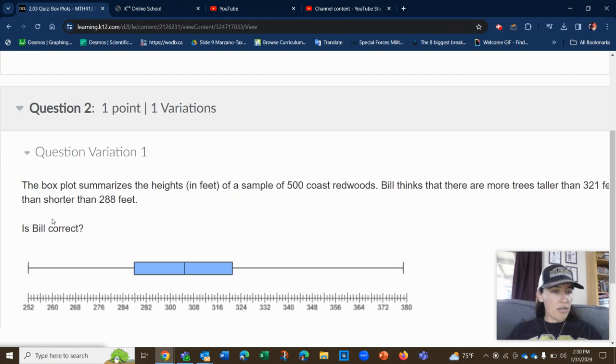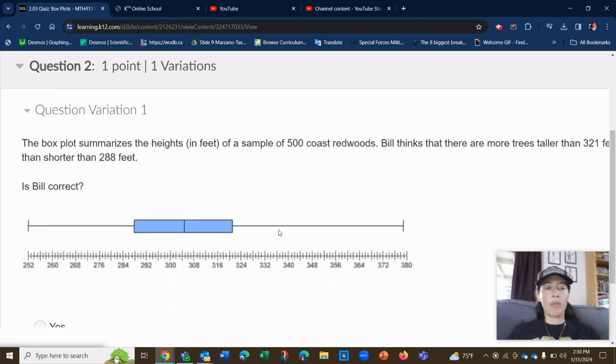Then shorter than 288 feet. Okay, 84, 85, 86, 87, 88. No. So Bill isn't correct, just from what I described. Because look, here's 288. So here's shorter. The values less than 288 are the entire whisker. So that's a fourth of your data points. Over here, here's 321. It's the entire whisker. So it's a fourth of your data points. So no, Bill is incorrect.